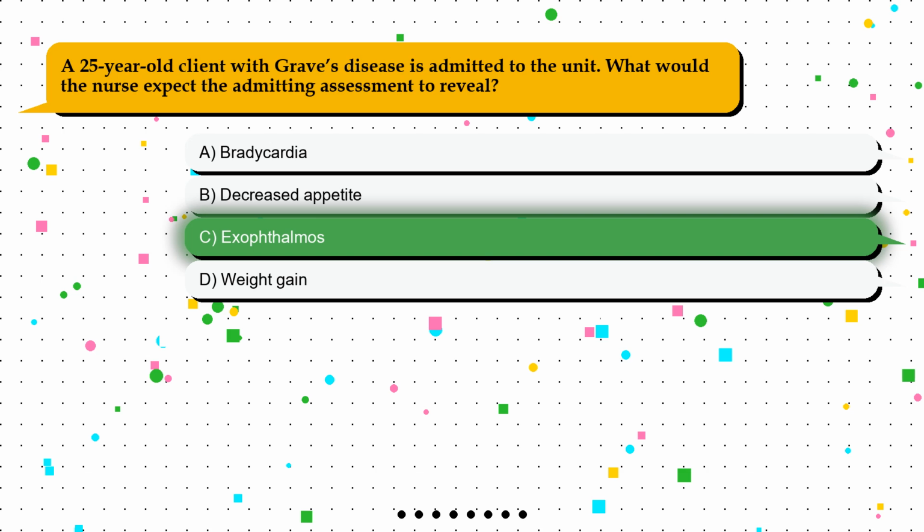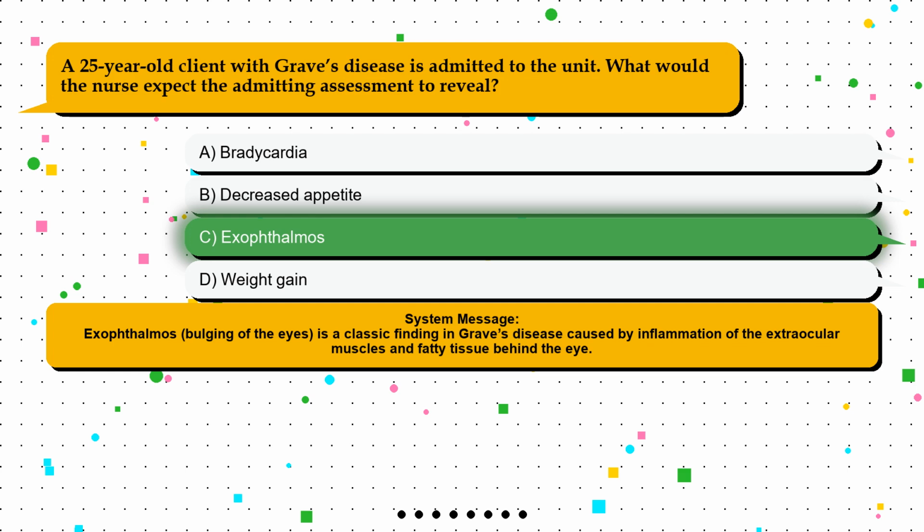The correct answer is option C, exophthalmos. Exophthalmos, bulging of the eyes, is a classic finding in Graves' disease caused by inflammation of the extraocular muscles and fatty tissue behind the eye.